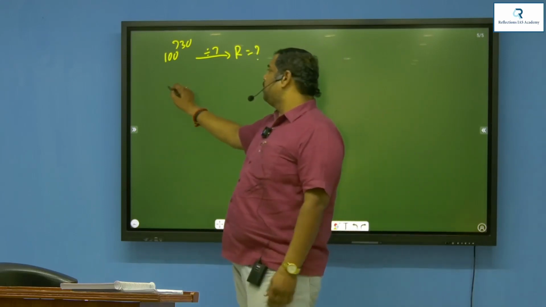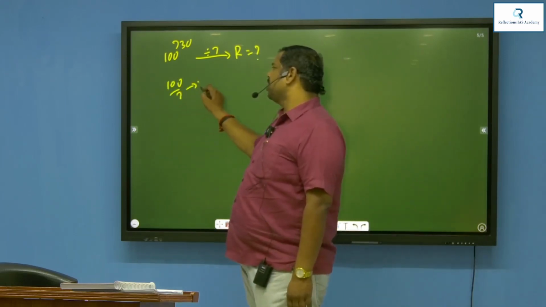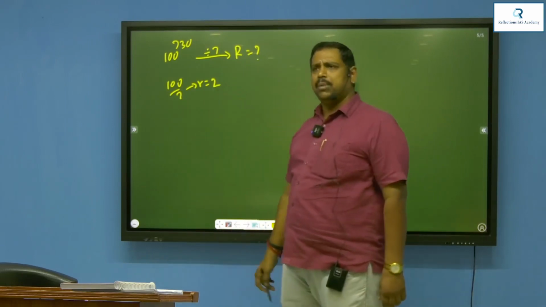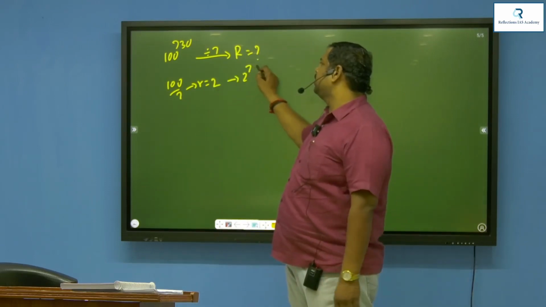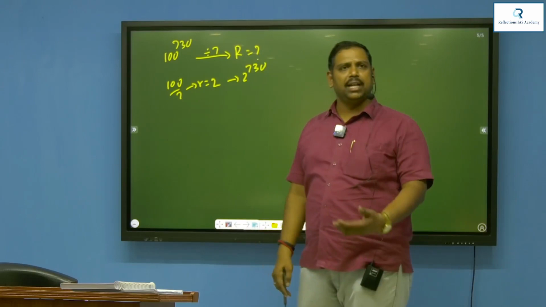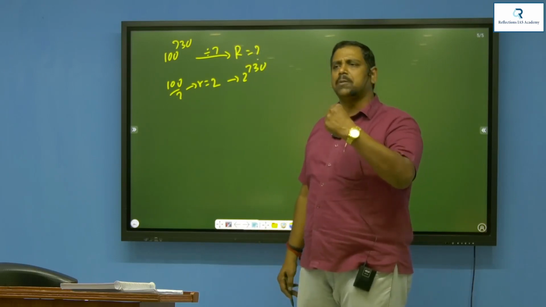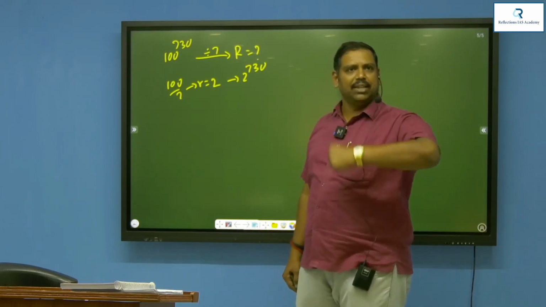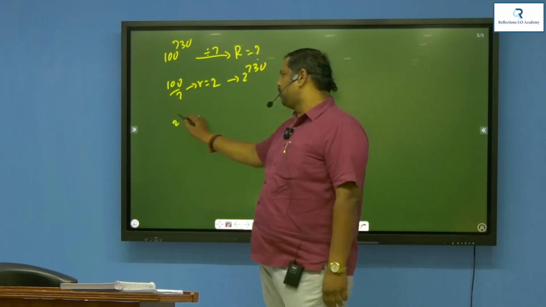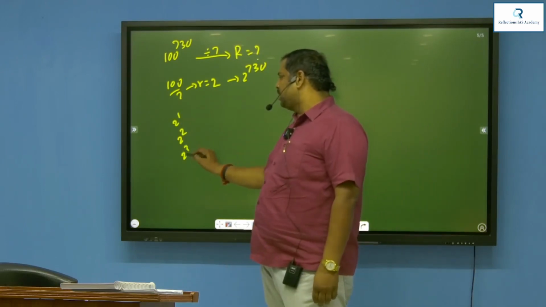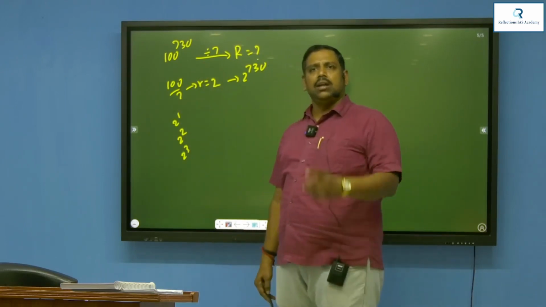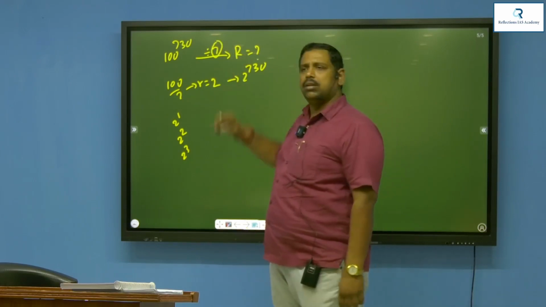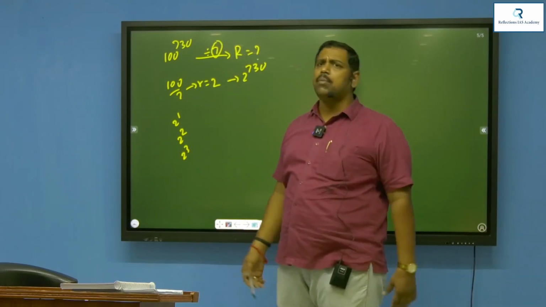Okay. Now 100 by 7 I will do. Remainder is 2, we already did. Means we will say 2 or 2 power 730. Come on, speak out. 2 power 730. Okay, now what should I do? 2 power 1, 2 square, 2 cube. Like that we have to raise, dividing every time with the same divisor 7. Our target is getting 1 or minus 1.